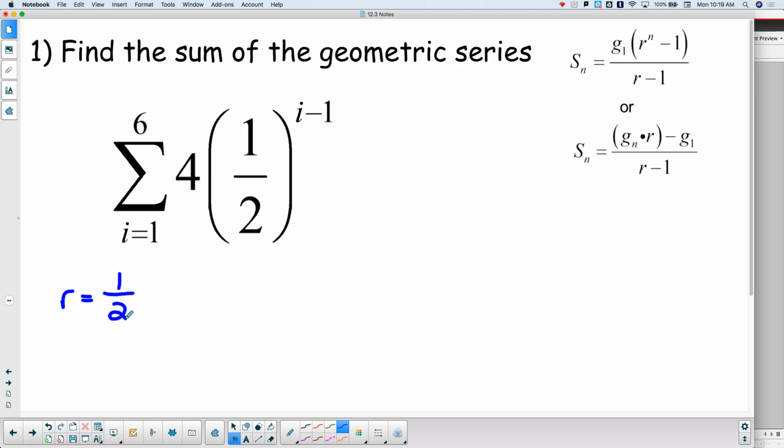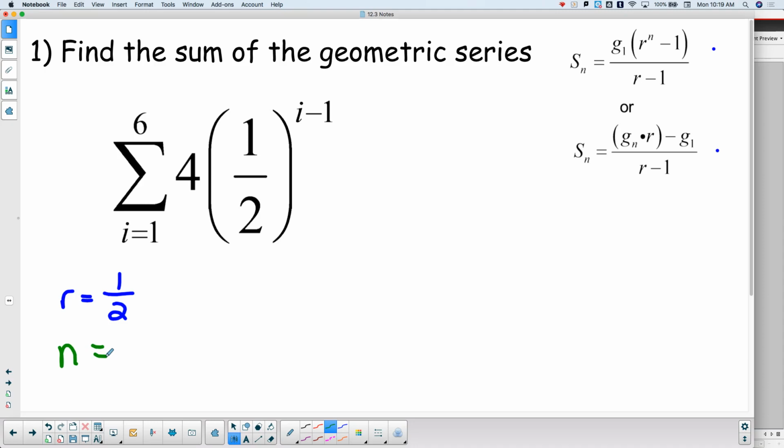Now, I could use this top rule, but I would have to take 1/2 to a power, which is just going to make an even uglier fraction because the numbers are going to be bigger. So I might not want to use this one. Down here, I don't have to take R to a power. So maybe that's the one that we use. The downfall with the bottom one is I need to find G sub n. Well, before I find G sub n, I should probably figure out what n is.